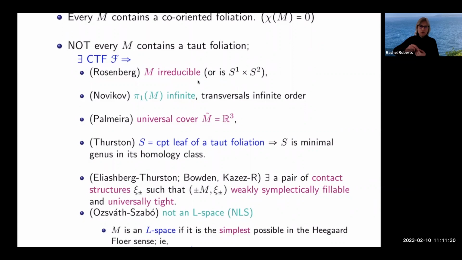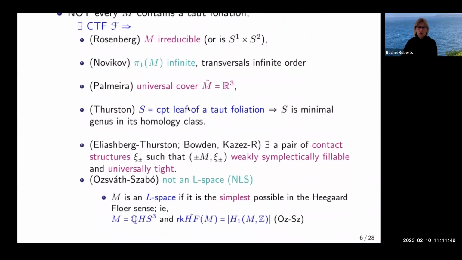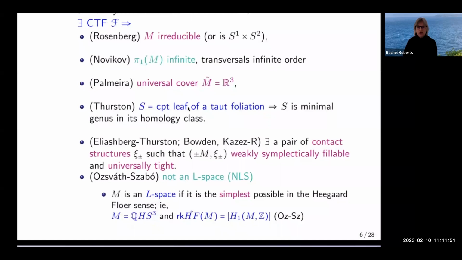You can also think about how these transversals to the foliation give you infinite order elements in the fundamental group. So Novikov tells us the fundamental group is infinite. Palmeira showed us that the universal cover is R^3. Thurston, again playing these general position games, showed that if you have a compact leaf of a taut foliation, then the surface is minimal genus in its homology class. Okay.